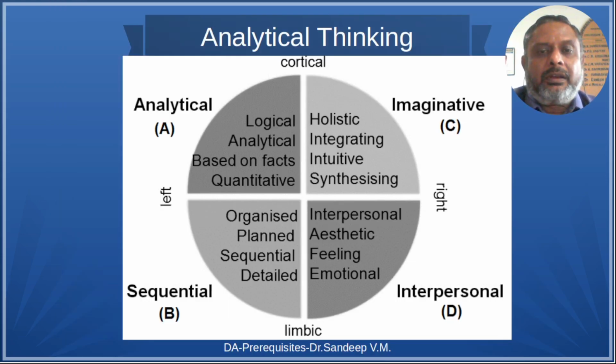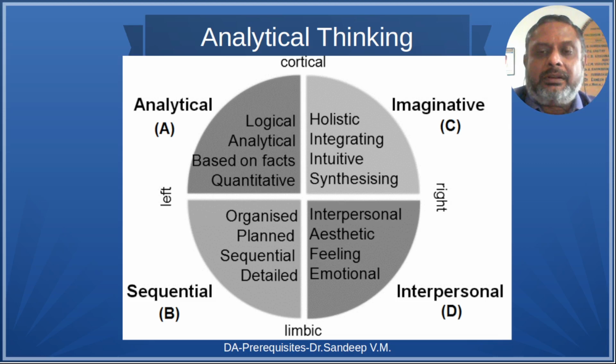So analytical thinking, if you look at it, is somewhere related with brain activity. On the front side we have cortical, on the back side we have limbic, and the left half and right half. So there are totally four parts: front left, front right, back left, back right. The front left is analytical: logical, analytical, based on facts, quantitative.